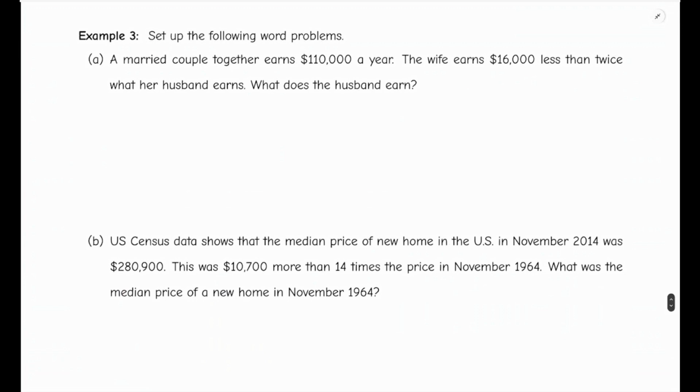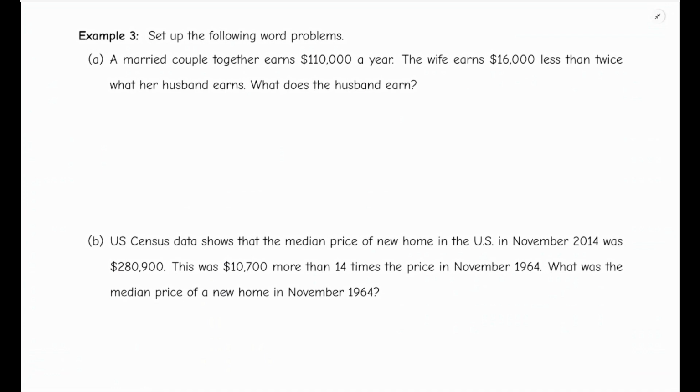Example 3, set up the following word problems. Part A, a married couple together earns $110,000 a year. The wife earns $16,000 less than twice what her husband earns. What does the husband earn?